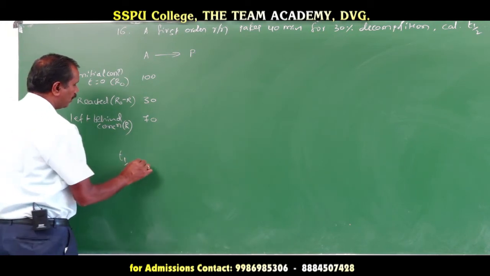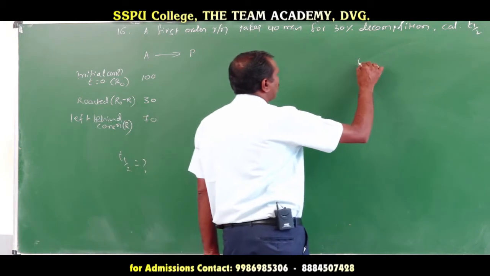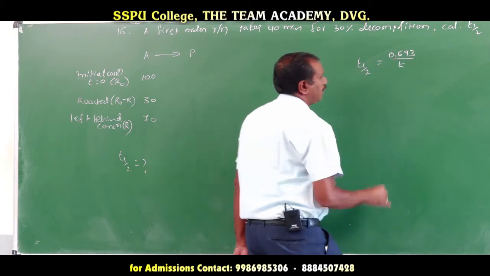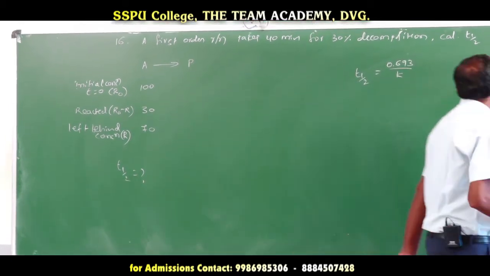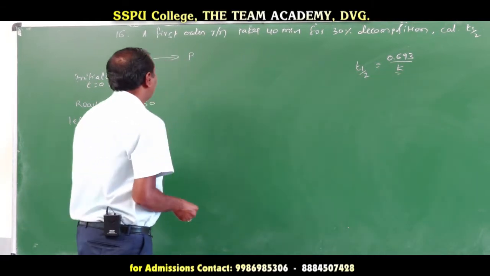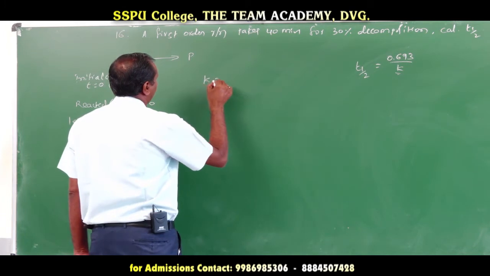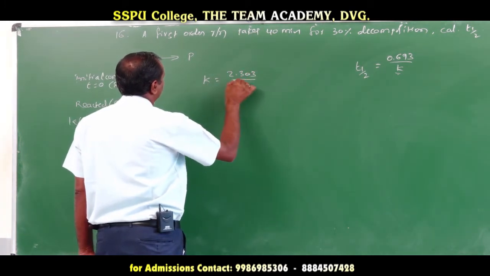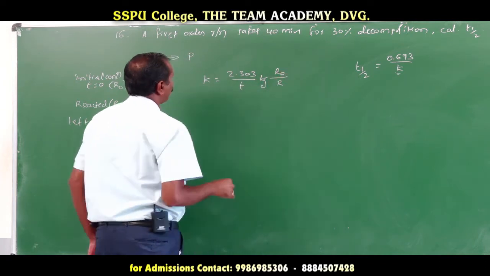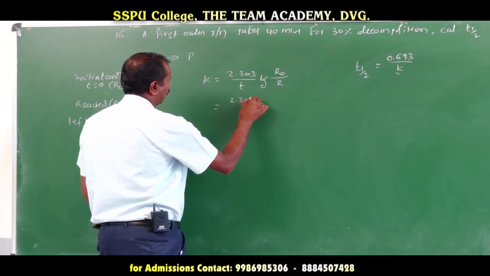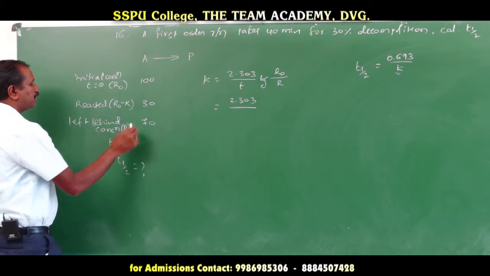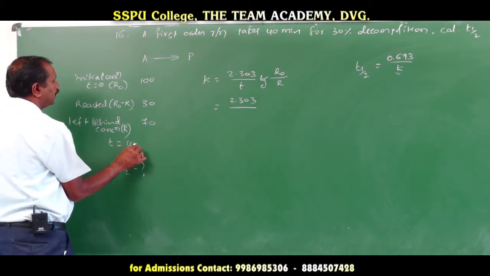T half for first order can be calculated by using the formula 0.693 by K. To calculate T half, we should know K. K for first order can be calculated by using the formula K equals 2.303 by t into log of R naught by R. What is the value of t? Time required for 30% conversion, that is 40 minutes.